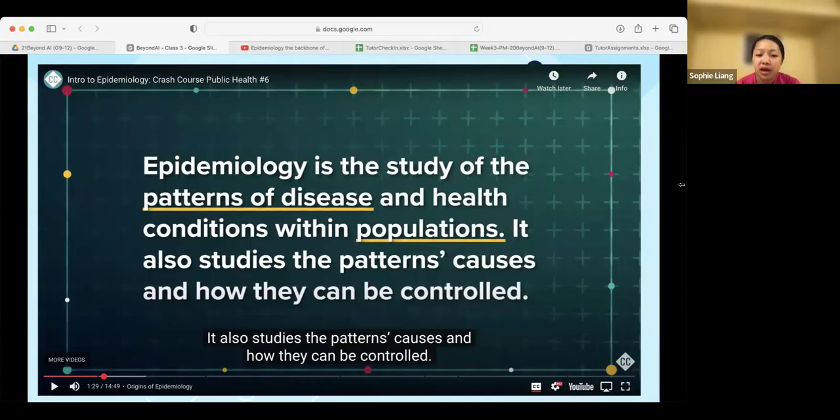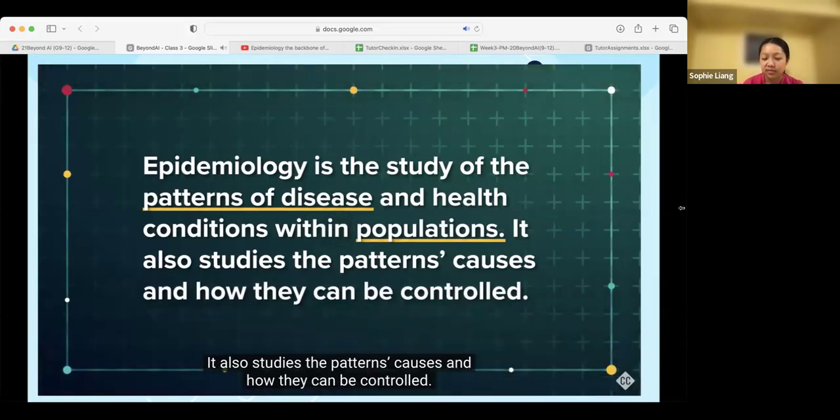So you want to look at the patterns and then study the patterns and then use what you've seen, the patterns, to manipulate and see how you can control them. Yeah, and their causes. Studies the patterns, causes, and how they can be controlled.